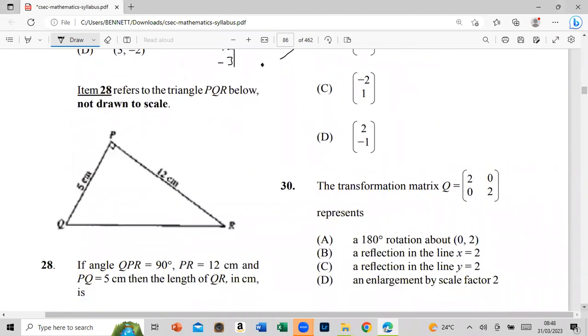Item 28 refers to the triangle PQR, not drawn to scale. Angle PQR is 90, so it's a right angle triangle. Then the length QR. So we want to find the hypotenuse. This one should be easy, if we know this one out of our head, right, guys? So it's 144 plus 25, go to 169, and then we just find the square root. That's the Pythagoras theorem. So that's 13.